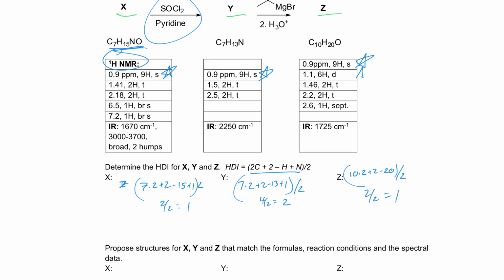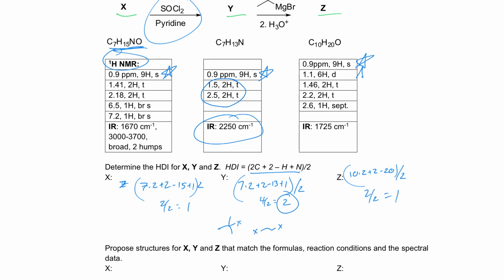And of course, 9 hydrogens in a singlet implies a t-butyl group. And then I have these two signals, 1.5 2 hydrogen triplet, 2.5 2 hydrogen triplet. And typically when we have two 2-hydrogen triplets and really nothing else, that implies a mini chain of 2 CH2s. And then I'm left with the IR signal, 2250, plus the fact that there's 2 HDI and I haven't even accounted for any of them.